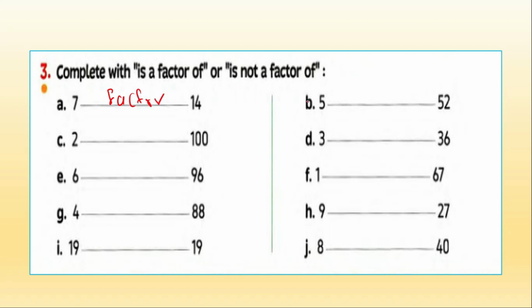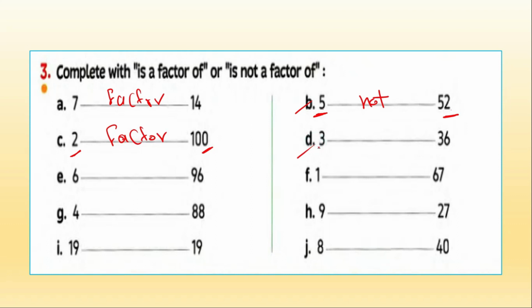Okay? Letter B, is 5 a factor of 52 or not? Ask yourself. 5 is a factor if the ones digit is 0 or 5. The ones digit here is not 0 and not 5, so 5 is not a factor. Got it? The next one, sorry, is 2 a factor of 100 or not? Ask yourself. 2 is a factor if the ones digit is an even number. Is 0 an even number or not? Even, so 2 is a factor.